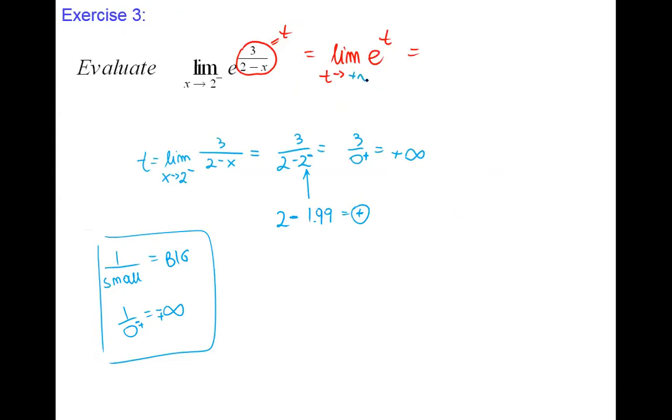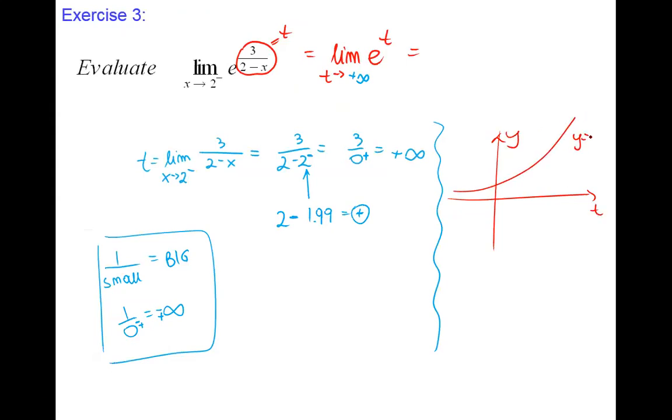Okay, that means how does the function e to the t behave at positive infinity? Who can give me this? This will be the final thing. Of course, this is e to the t. As x goes to positive infinity, the function goes to positive infinity. Okay. Okay, that means I'm sure you're confident with the exponential function.